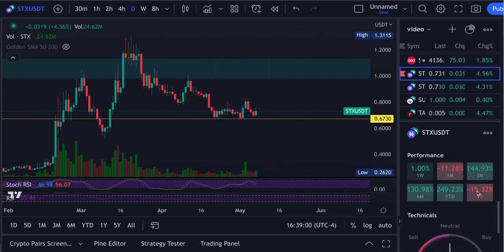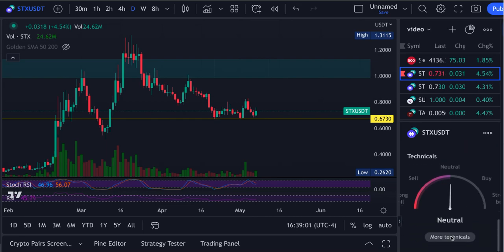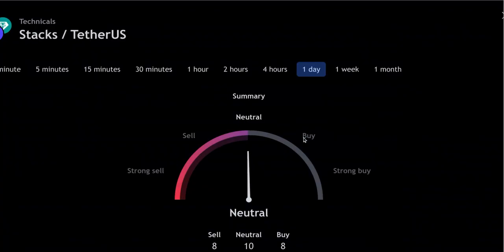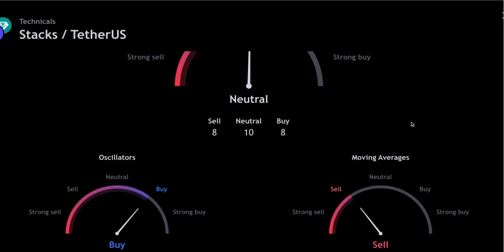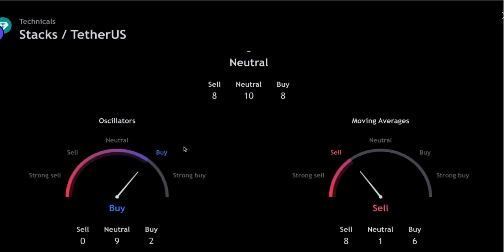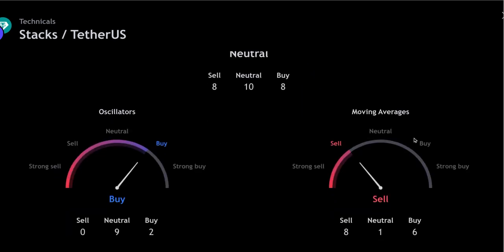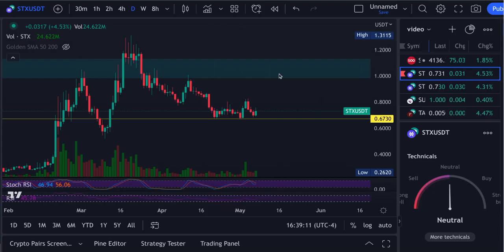4.53%. Let's look at the TradingView technicals on STX. For the 1 day, it's at a neutral. The oscillators are at a buy. The moving averages are at a sell because we're still below them. Let's look here.